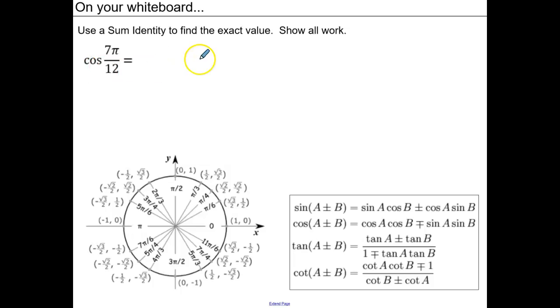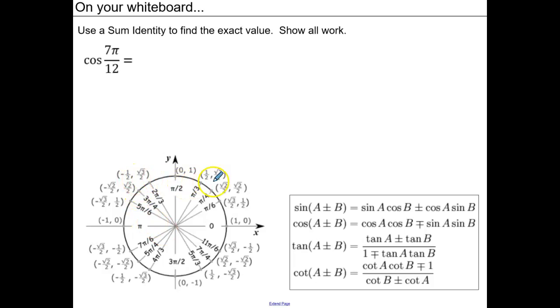Hey, I'd like you to pause the video and try this problem on your own on a dry erase board or scratch paper. You want to use a sum identity to find the exact value of the cosine of 7 pi over 12, showing all your work. And once you've tried that problem, go ahead and resume the video and we'll go over the answer together.